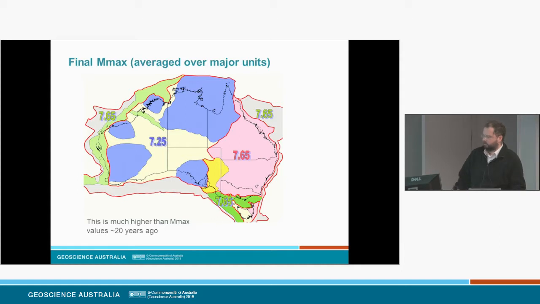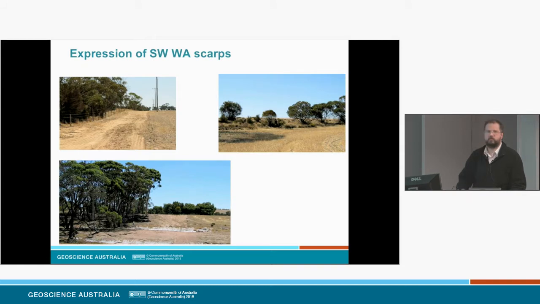And I think this is one of the major additions to the new map, taking the paleoseismic work into calculating both the source zones and the maximum magnitude. That's length. Let's look at the physical expression of the fault scarps on the surface.